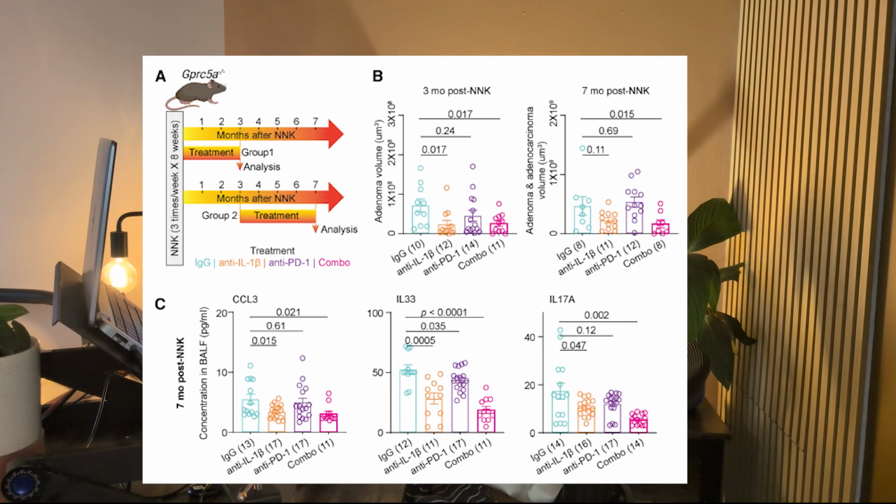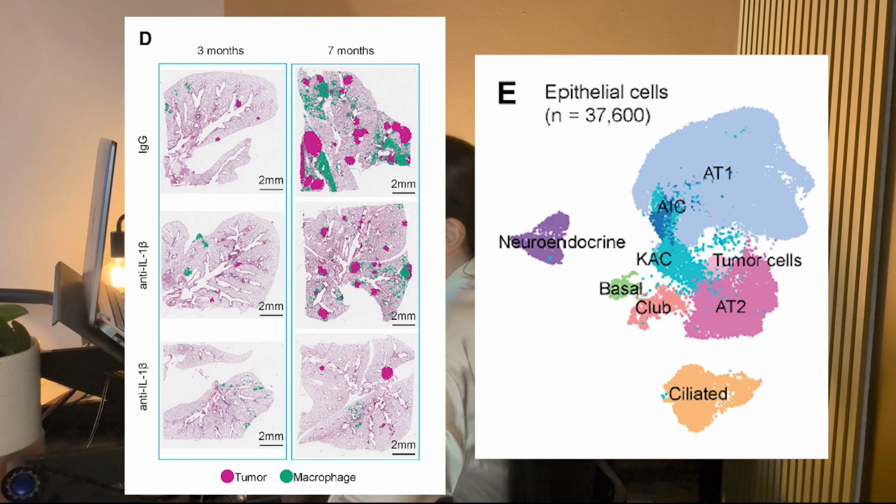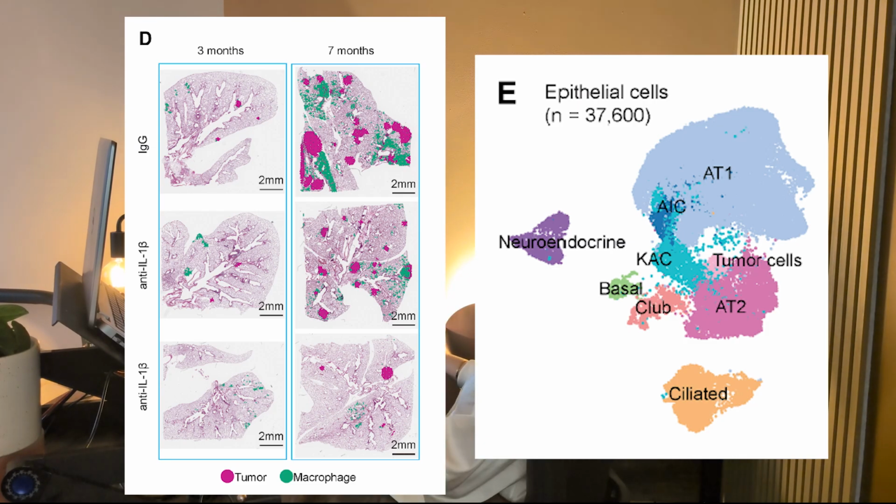Panels 7a to 7c show that treating mice with an anti-IL-1 beta antibody significantly reduces the number of transitional KAC-like epithelial cells after carcinogen exposure. These mice show fewer early lesions and less epithelial plasticity overall. Panels 7D and 7E demonstrate that IL-1 beta blockade also dampens the local inflammatory environment, lowering expression of cytokines and myeloid activation markers that normally support the niche around KACs.